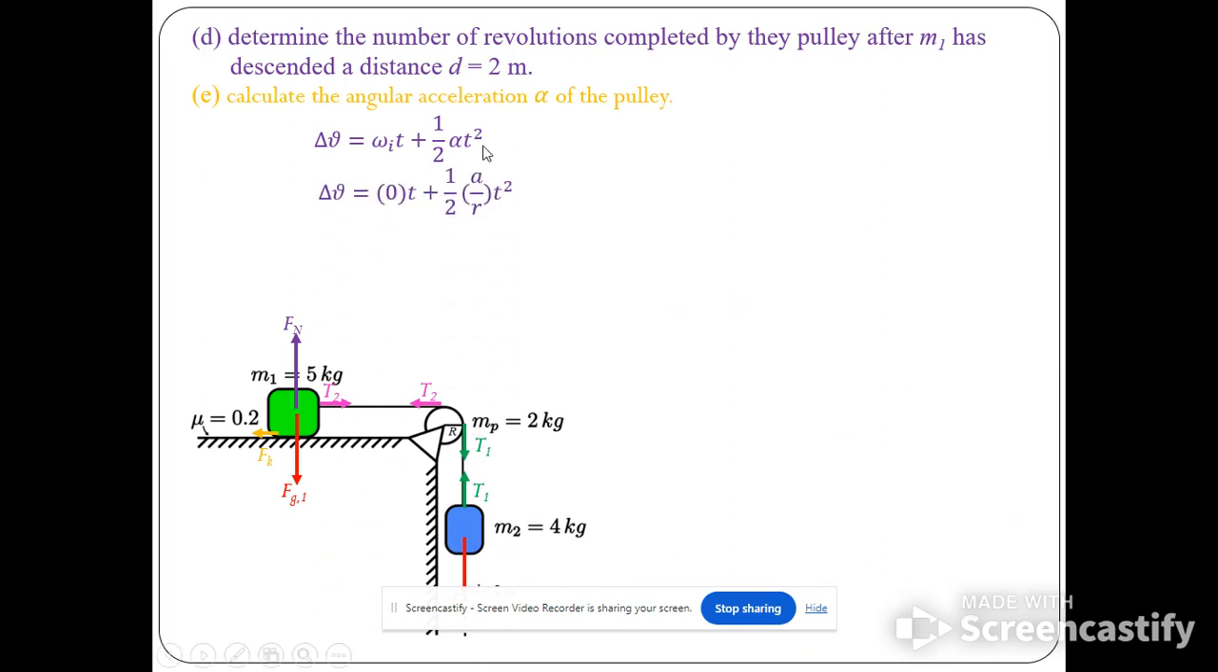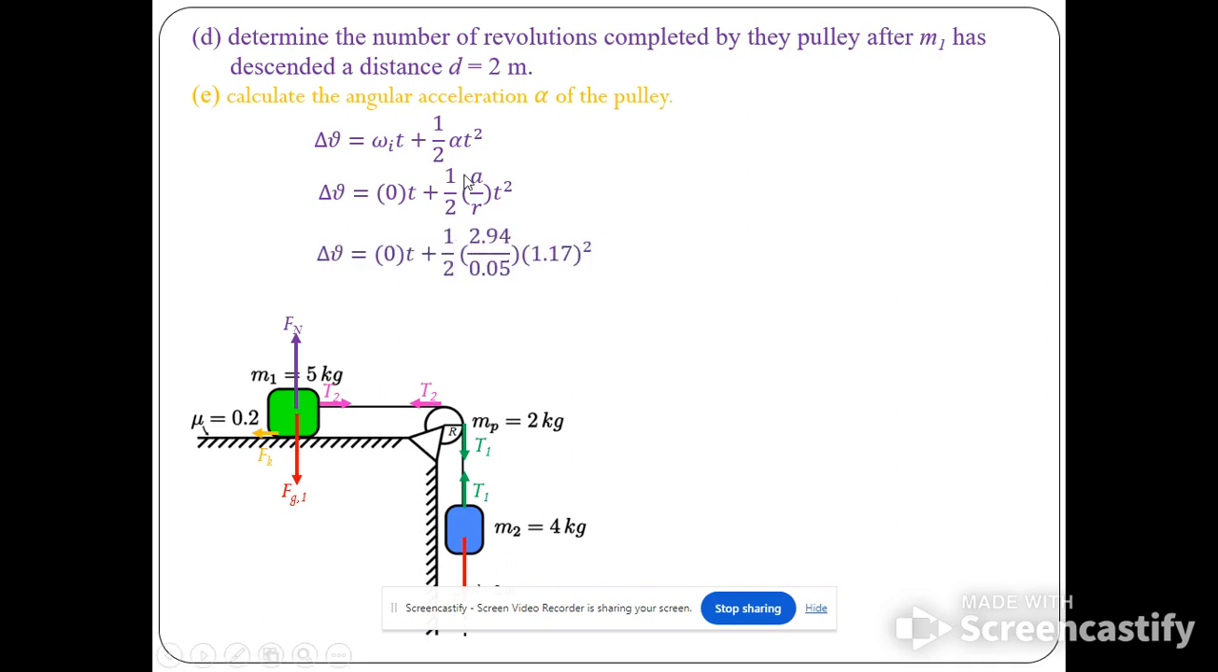And again, you have to know the relationship between alpha and linear acceleration. Alpha is just a over r. So that basic substitution is made there. Everything else is the same. Again, I just put the 0 for omega i. That's a placeholder visually there for you to see.